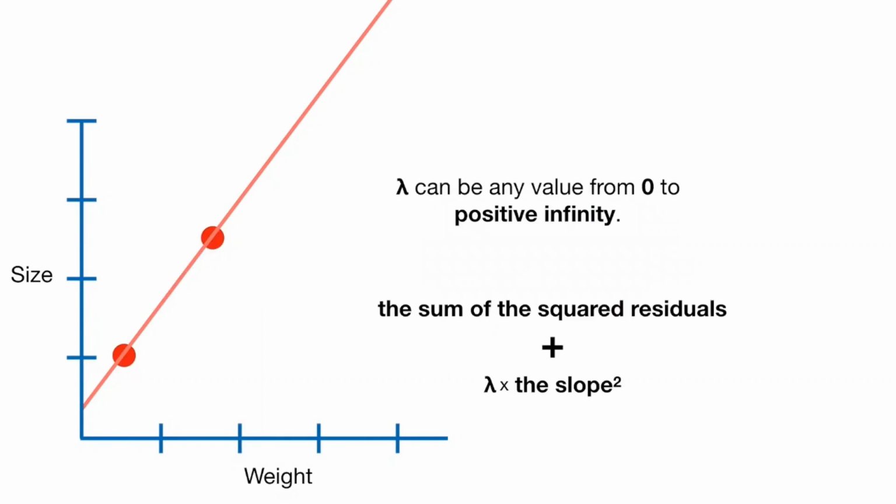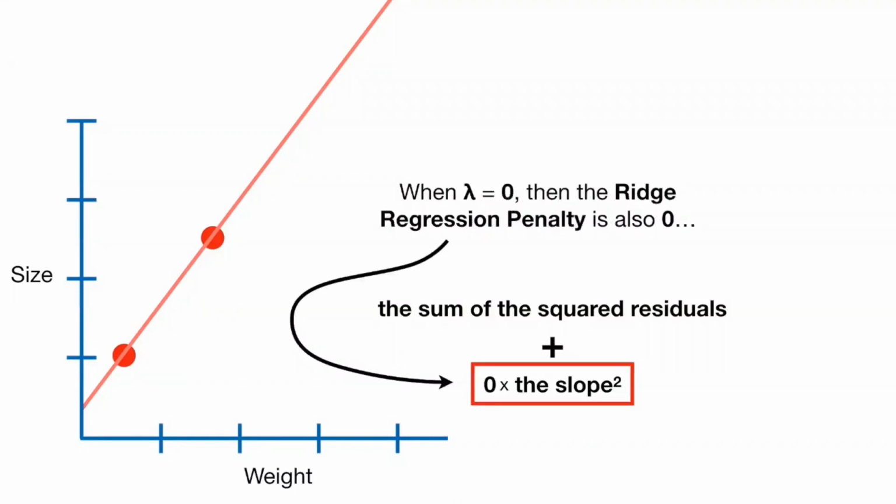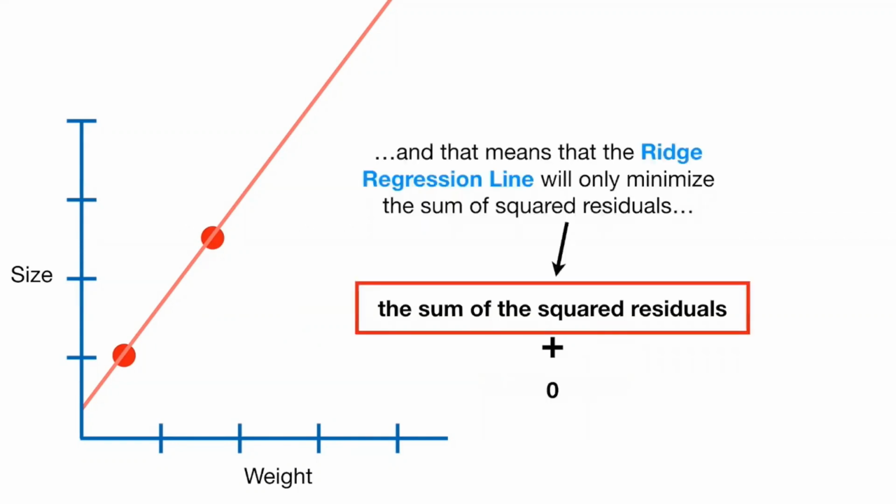And the equation of a ridge regression line is the sum of the squared residuals plus lambda times slope squared. Now if the lambda value is 0, obviously there is no difference between a least square line and a ridge regression line, right? So that means that the ridge regression line will only minimize the sum of the squared residuals.